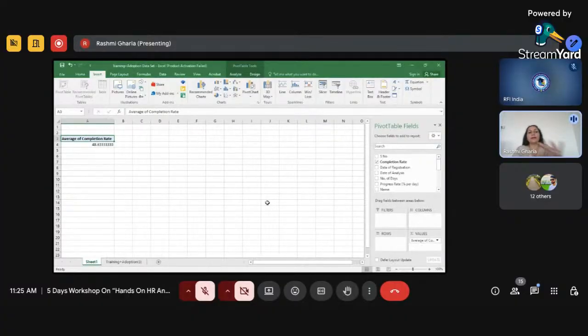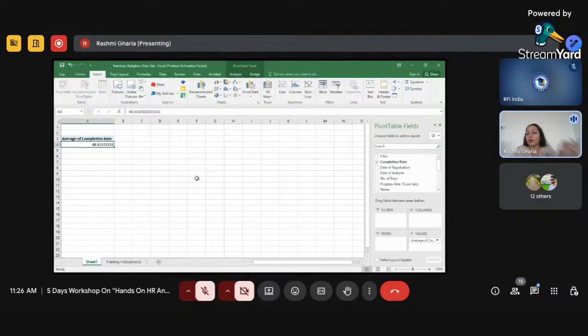This is one of the metrics that I have calculated. What is the average completion rate of the training program? So total completion rate divided by total number of employees, right? What I have found is 48.63%. Being an HR, if my company is spending a huge amount, and if the completion rate is less than 50%, then I am answerable.